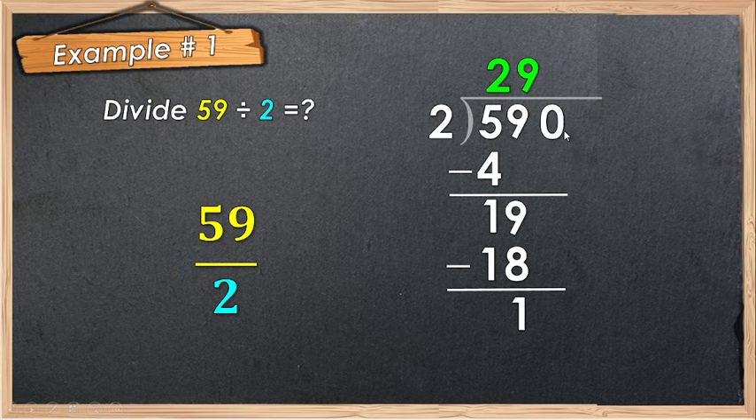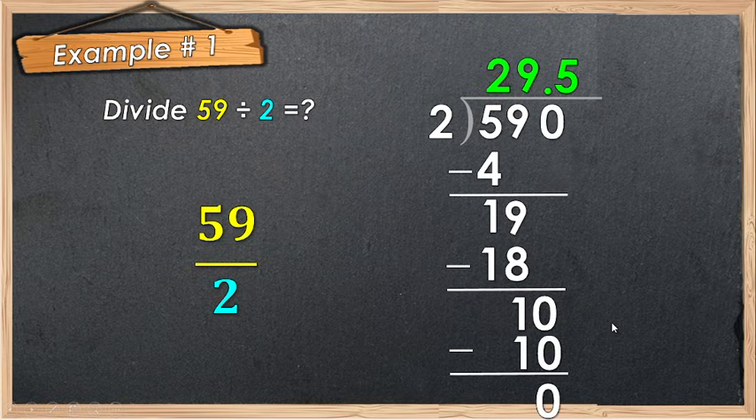Then add 0. If you add 0, you need to place the decimal point. Then bring down 0. Then we have 10. 10 divided by 2, the answer is 5. Then 5 times 2, the answer is 10. Then subtract, the difference is 0. So until you get the difference of 0, you need to stop. Therefore, the answer is 29.5. So when you divide 59 by 2, the answer is 29.5. Okay, I hope you understand.